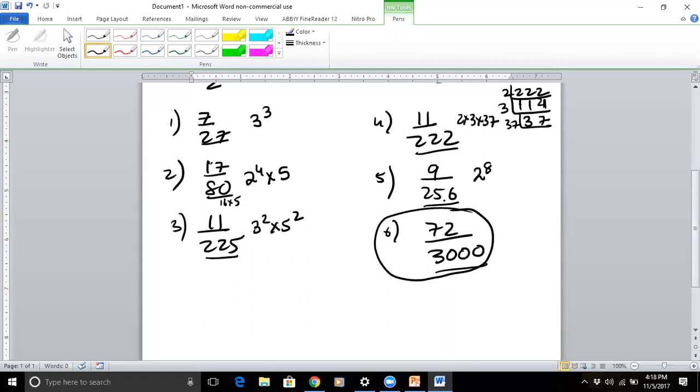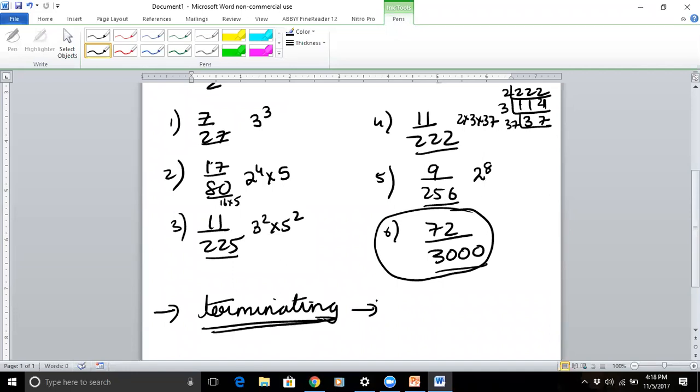So now what you need to hold on to here is the actual definition of a terminating and a non-terminating fraction. A fraction is said to be a terminating decimal. Listen very carefully, please. I'm giving you the actual definition you need to hold on to.